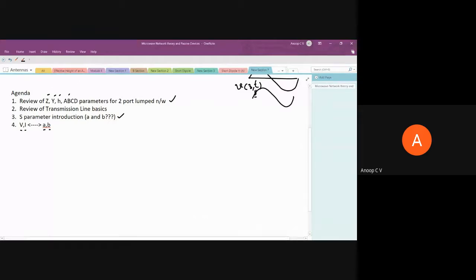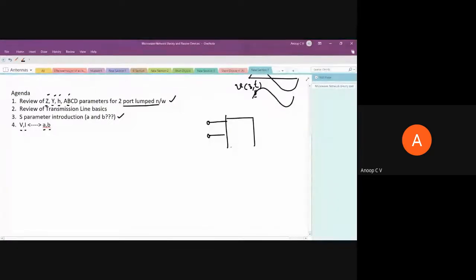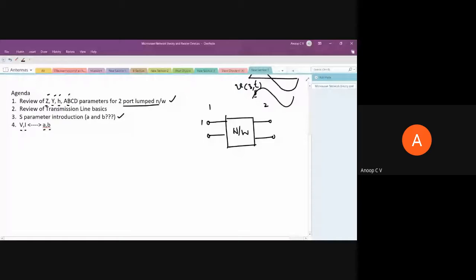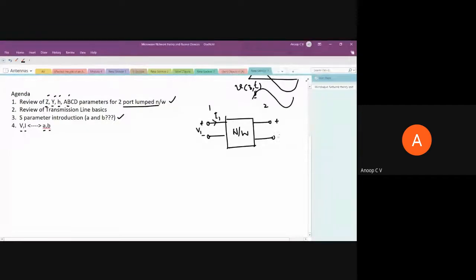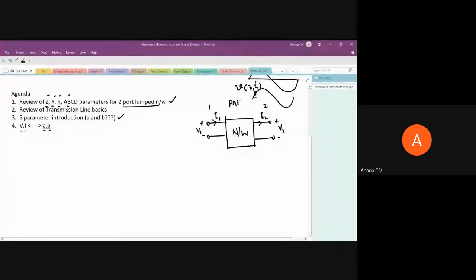So what we'll do is quickly review the parameter descriptions which you have studied for a two-port lumped network. I'm representing it like this. This is a network, this is port 1 and this is port 2. The voltage here is V1 and the current flowing is I1, and here the voltage is V2 and the current I can call I2. This network can be anything. It's a passive lumped network.